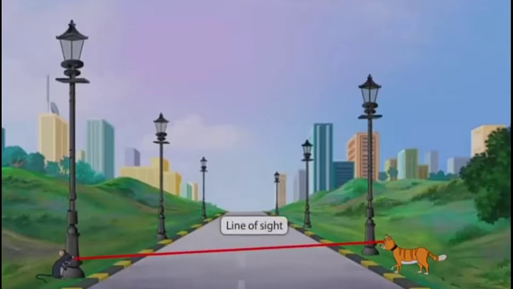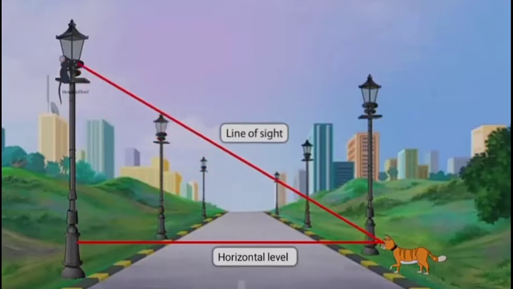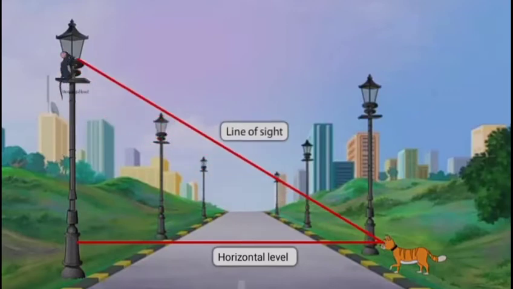Timmy wants to escape from Jimmy, so he climbs up the lamppost. Now, Jimmy's line of sight is parallel to the ground level. This is called the horizontal level. Slowly, Jimmy advances towards Timmy. Sensing danger, Timmy climbs higher up the lamppost until he reaches the top. Now, Jimmy looks up towards Timmy. The angle made by the line of sight with the horizontal level when the object viewed is above the horizontal level is called the angle of elevation.